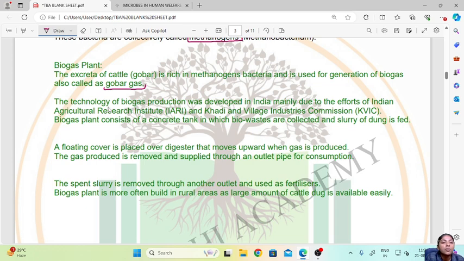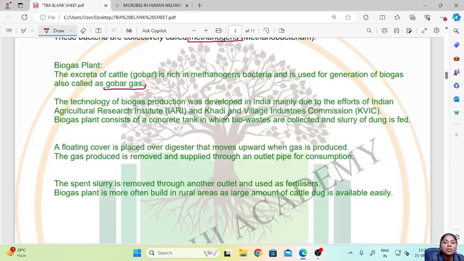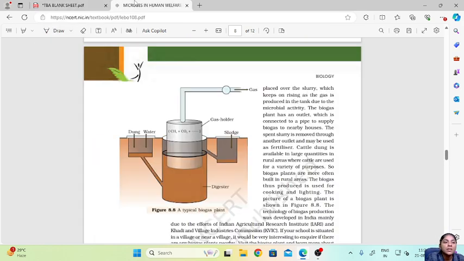Now the technology of biogas production was developed in India mainly due to the efforts of the Indian Agricultural Research Institute, that is IARI, and Khadi and Village Industries Commission, that is KVIC. Now this biogas plant consists of a concrete tank in which bio-wastes are collected and slurry of dung is fed. So here this part is the concrete tank which is called the digester, and here the slurry of cattle dung is fed. So this is the inlet.